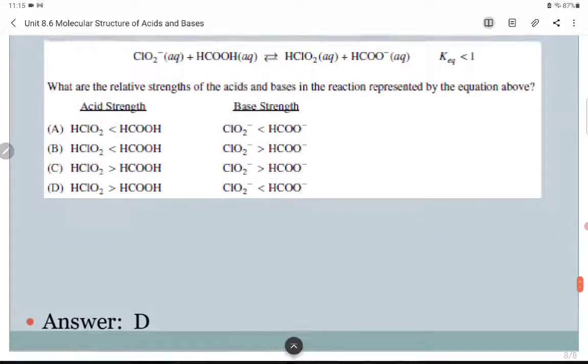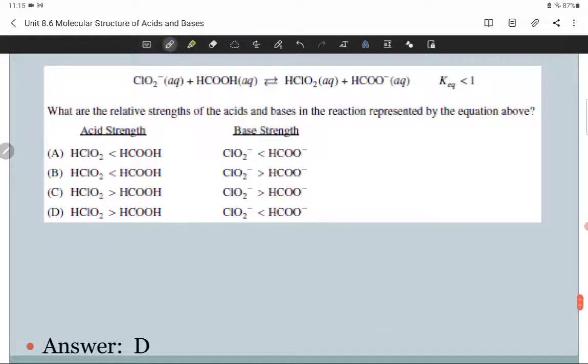Another question here. Looks like we already have an answer. Let's figure it out. K less than 1. What is going on here? We have little bits and we have lots. That's what K less than 1 means. So this acid is moving more this way than this acid is moving this way. Let me erase that. And I think we're going to be able to get the answer with that.